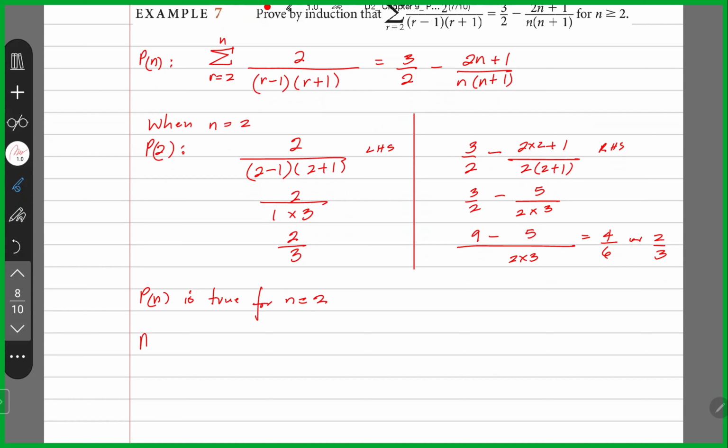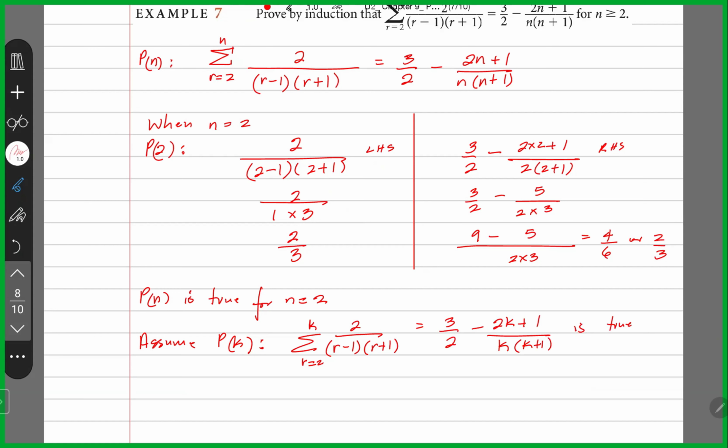Next, we're going to assume that Pk, which is this statement, the sum from r equal to 2 to k of 2 over (r minus 1)(r plus 1) is equal to 3 over 2 minus (2k plus 1) over k into (k plus 1). We're going to assume that this statement is true.